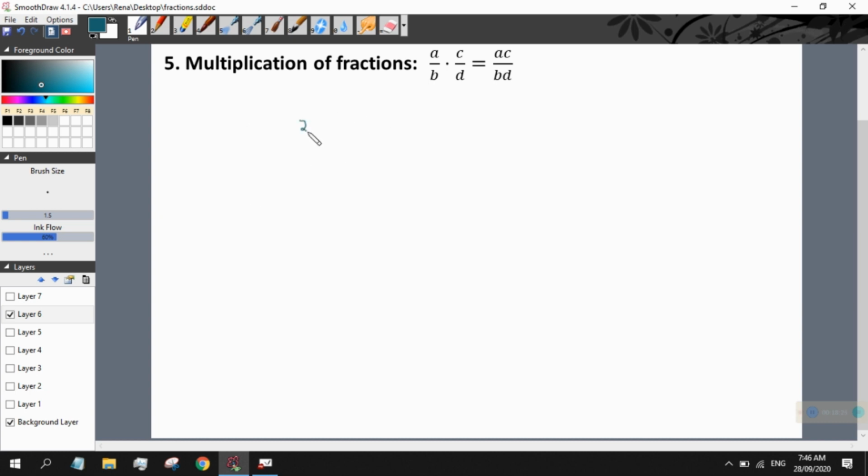For example, 2 over 3 times, let's use the previous one again, 6 over 5. 2 times 6 is 12, while 3 times 5 is 15. If there are any common factors in the numerator and denominator, factor them out and then simplify. For 12, we have 3 times 4, while for 15, we have 3 times 5. So 3 divided by 3 is 1. You will be left with 4 over 5. So that's it. It's easy, right?